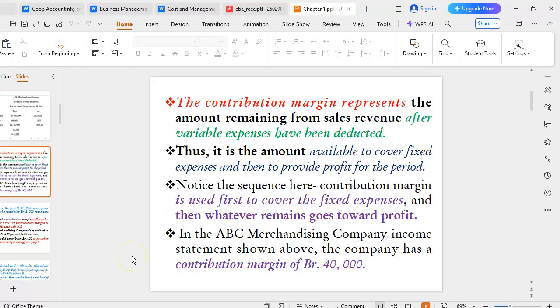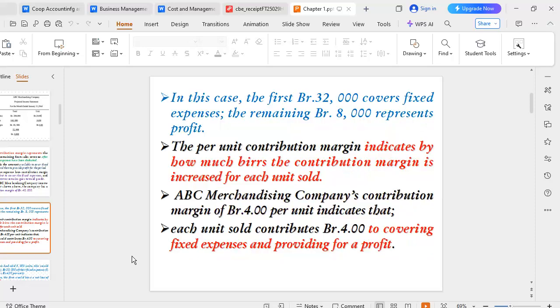Thus, it is the amount available to cover the fixed expense and then provide profit for the period. The sequence here: contribution margin is used first to cover the fixed expense, and then whatever remains goes towards the profit. In the ABC Merchandising Company income statement shown above, the company has a contribution margin of 40,000. After that, we deduct fixed cost 32,000, the left amount is net income or profit.